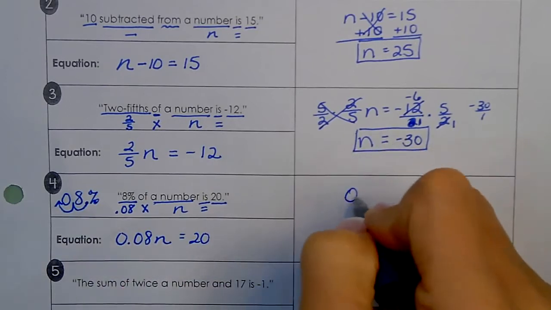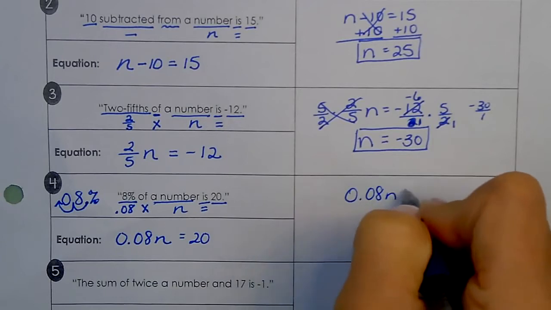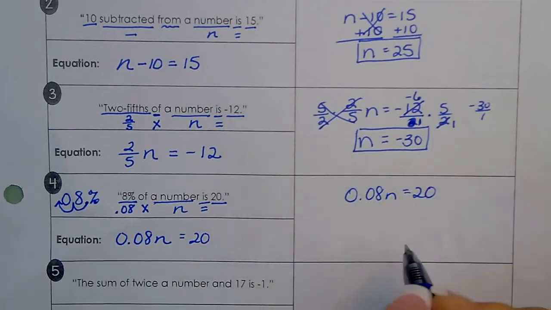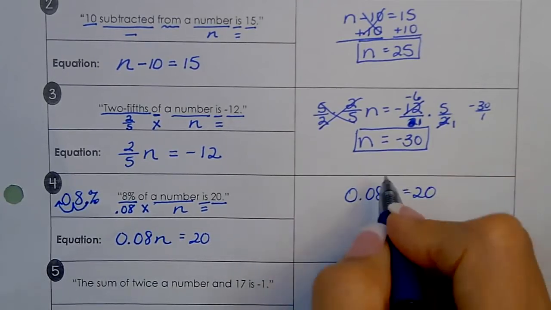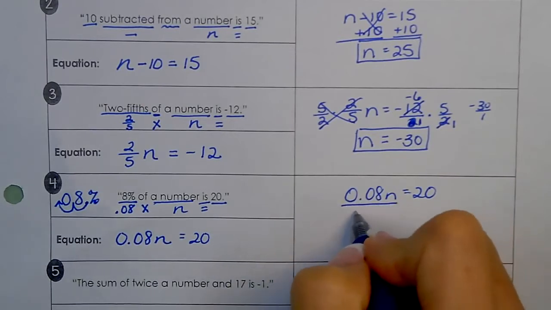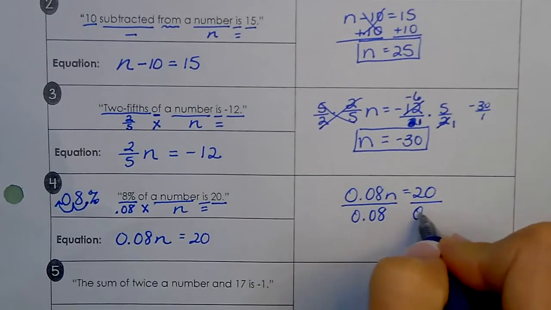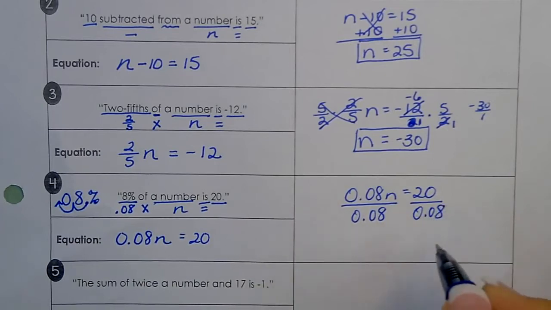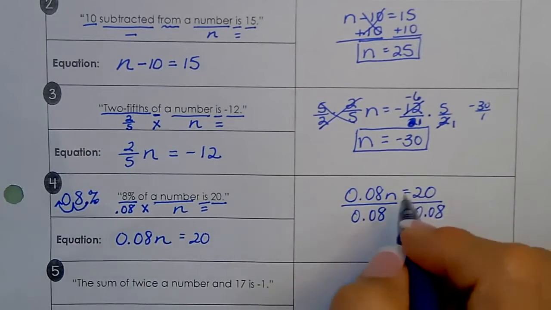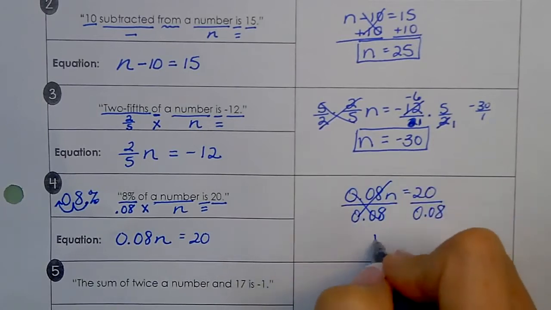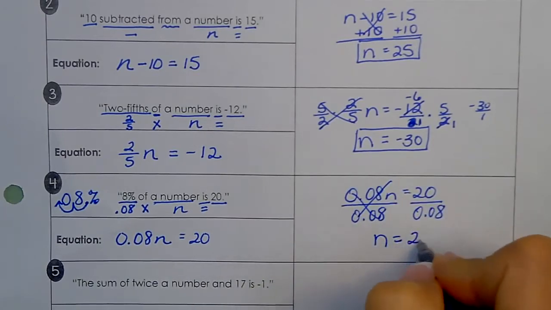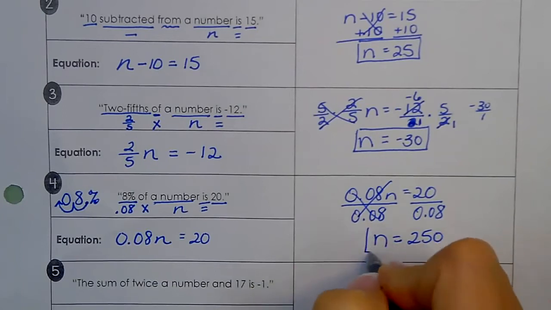Okay, let's solve. This is multiplication, so the inverse would be to divide. And if I divide one side by 0.08, I need to divide the other side. I end up with n equals 250.